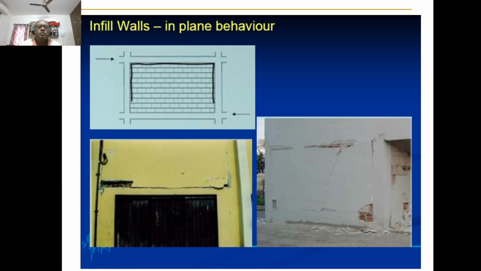Here we have two roles in any infill wall. One is called in-plane behavior, another is out-of-plane behavior. We will understand slowly. But in-plane behavior failure will be only along the column or along the beam. So as you can see here, how this failure happened in these two examples that you are seeing here.